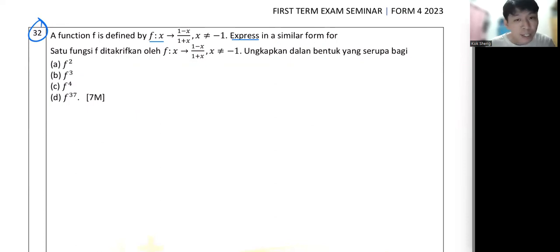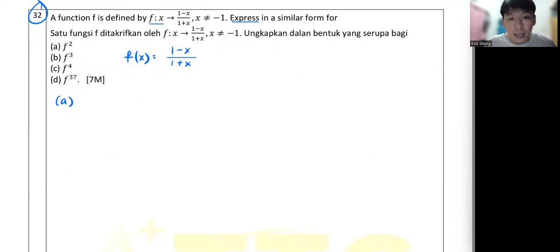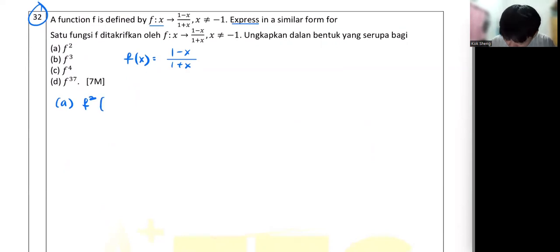Okay, we copy down the f(x) first: 1 minus x over 1 plus x. Okay, we can start question A. f squared. Maybe you can see the f squared, there is no bracket x beside, right? This is normal. We just have to add the bracket x ourselves.